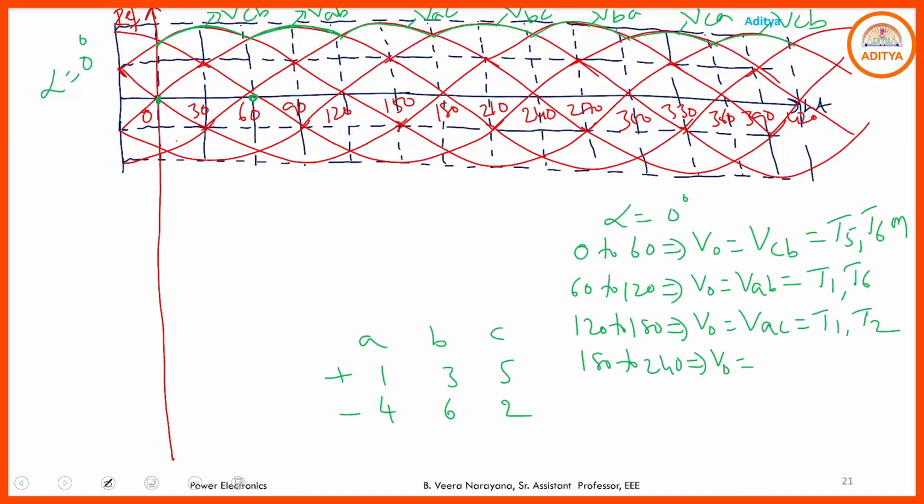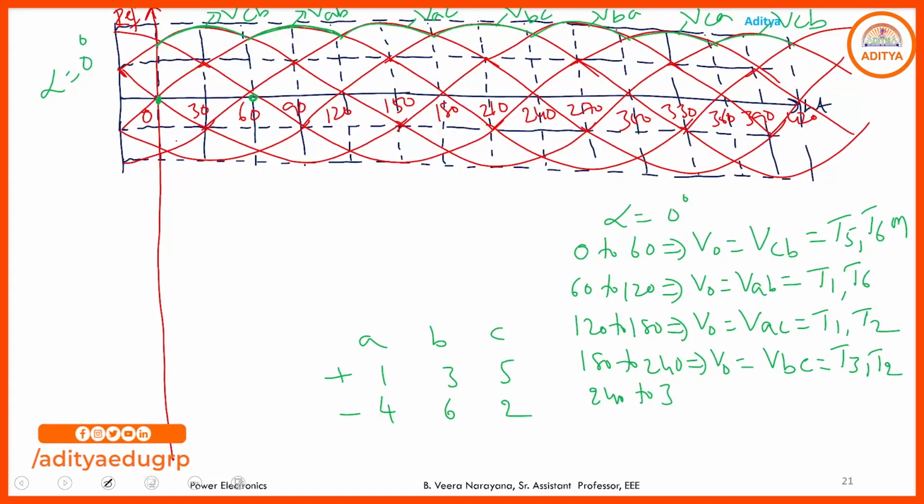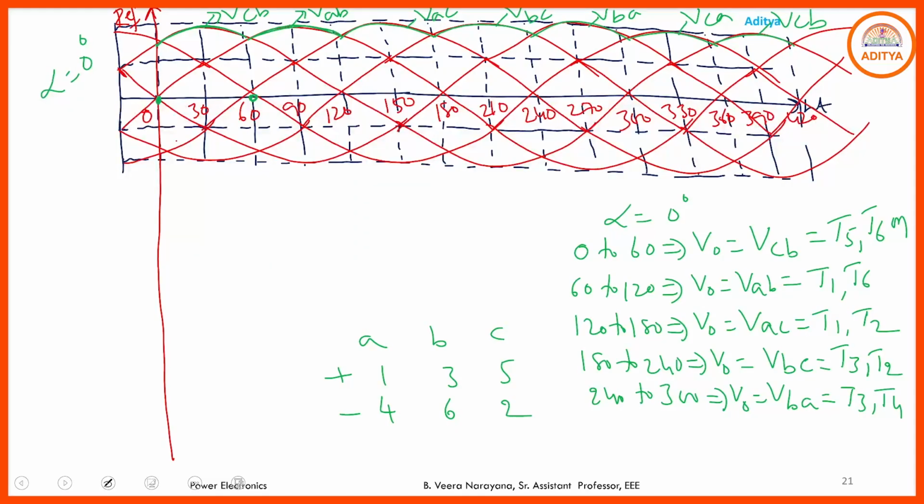Next, 180 to 240, what is V naught? VBC. See here, 180 to 240, VBC. VBC means T3, T2. 240 to 300, what are you getting? VBA. What is VBA? T3, T4. 300 to 360, V naught is VCA. CA means T5, T4.